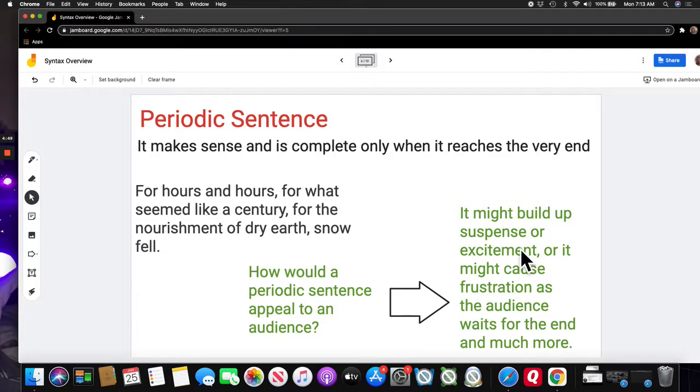So in this case, it might build up suspense or excitement in an audience, like you're waiting to see what's going to end this sentence. How does it make a point? Or maybe it causes frustration, like the speaker is saying more and more problems in the world, and you're just waiting to hear what that solution is, and you're just frustrated with it. So it builds up before it makes sense.